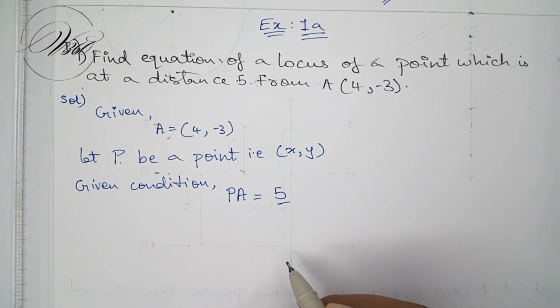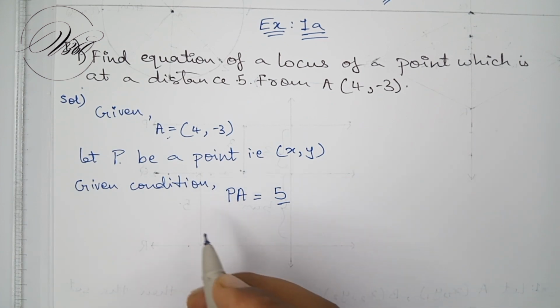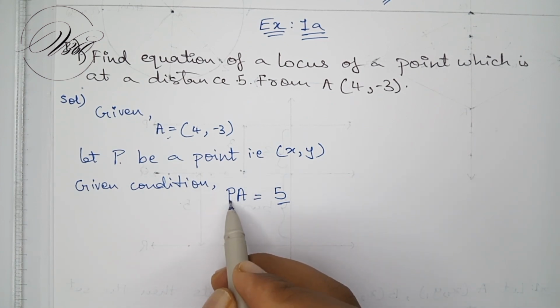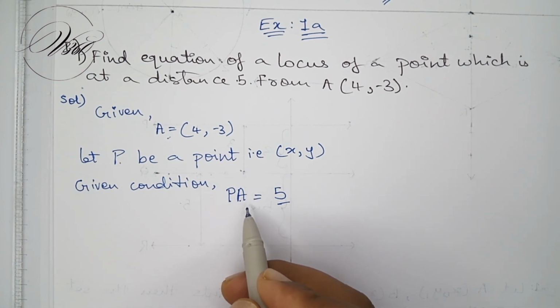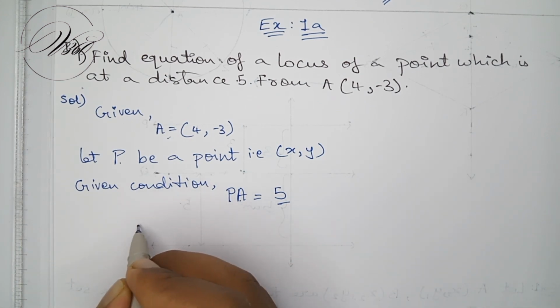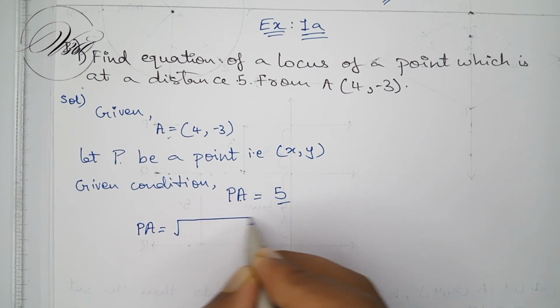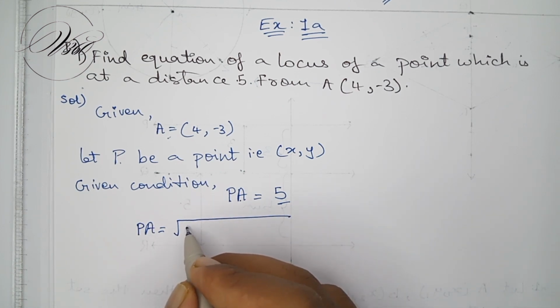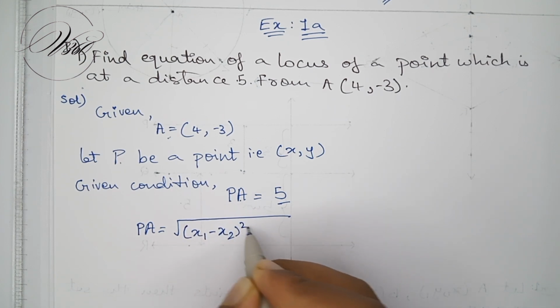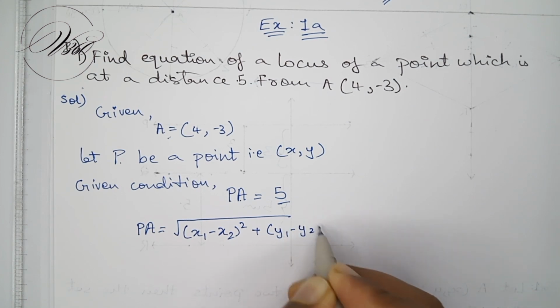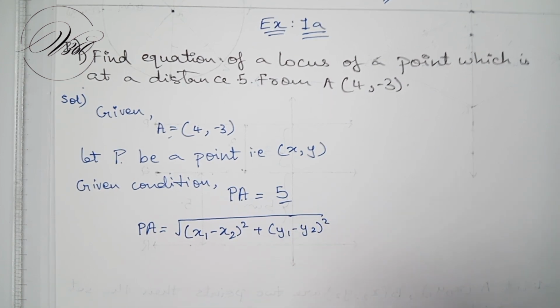Now if we check, we have to use here the distance formula for PA. Now what is the distance formula? We should find out PA. What is PA? PA is under root, what is the distance formula? What did I say? That is (x1 minus x2) whole square plus (y1 minus y2) whole square, right?